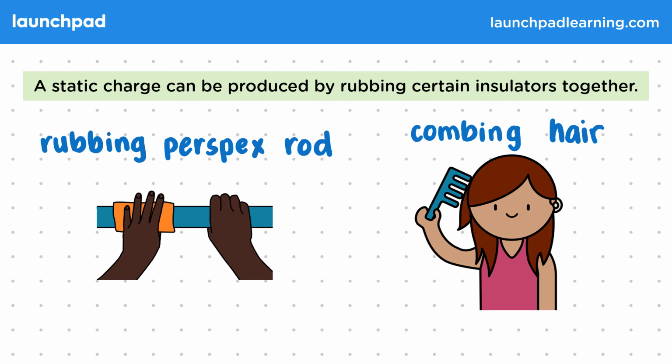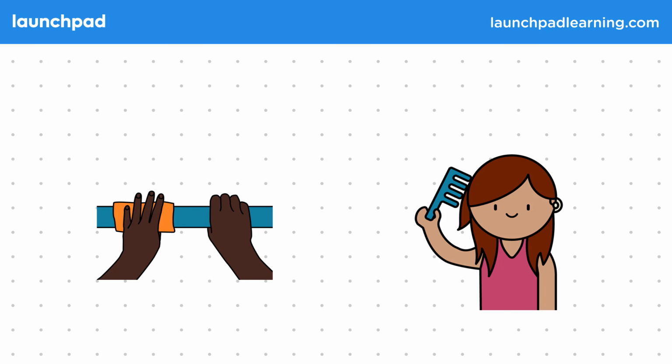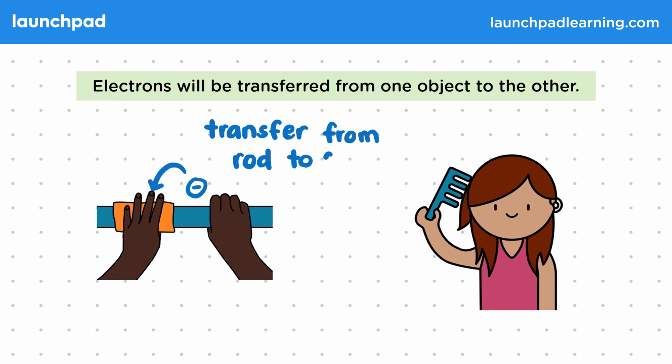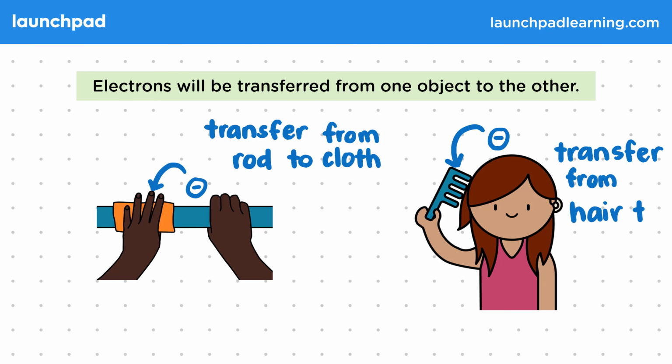So how exactly does this work? Well, electrons will be transferred from one object to the other. The cloth and the rod become charged as electrons are transferred from the rod and pulled onto the cloth. The hair and the comb become charged as the comb pulls electrons from the hair onto the comb.